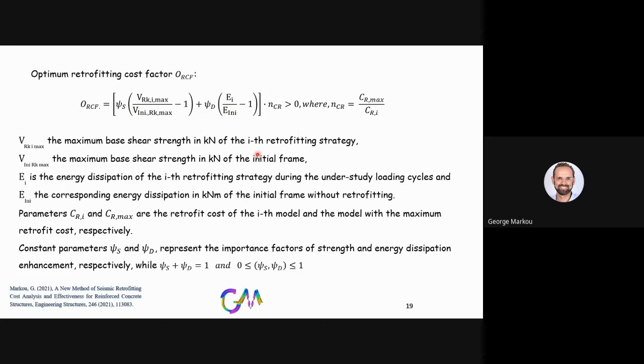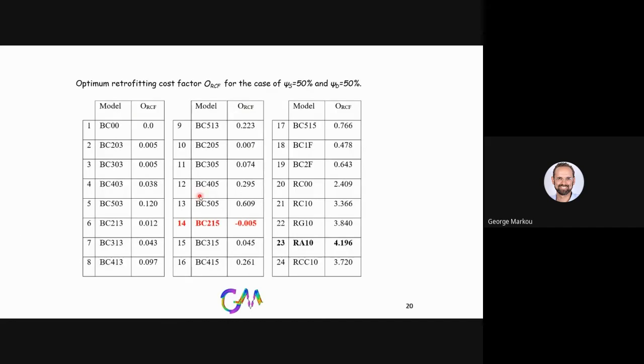And therefore, based on this formula, we calculated the optimum retrofitting cost, where we found that if we value the same way the increase of the base shear and the hysteretic performance after we retrofit the structure, the case of reinforced concrete shear wall with aramid embedded rebars was the optimum solution. And of course, we see that this optimum retrofitting cost factor can get negative values, which means that if we apply this approach, we will get negative results instead of achieving what we want.